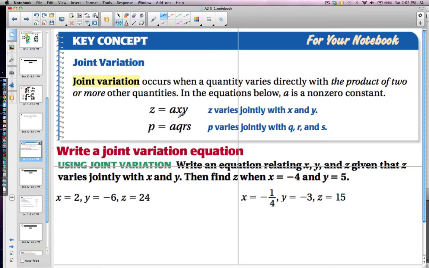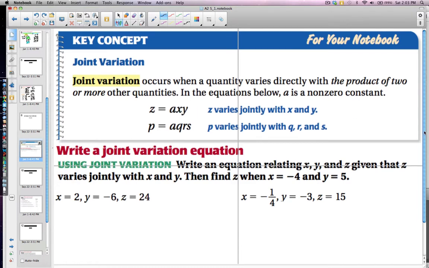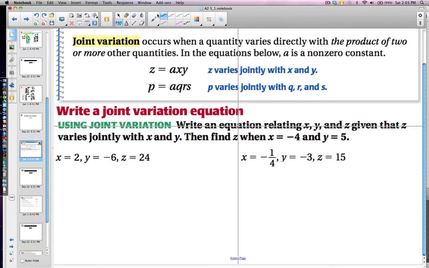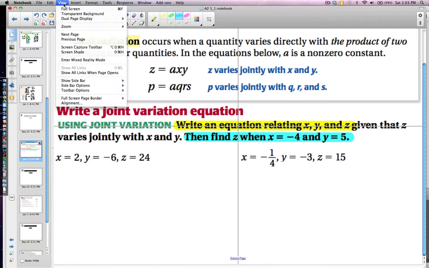So writing a joint variation model is just, in terms of the steps, the same as writing an inverse variation model. We're now working with this formula, z is equal to a times x times y. But I'm still going to do the same tasks, and I still have the same challenge that it says write an equation that relates x, y, and z. And it says then find z when x is negative 4, and y is 5. So I still have 2 steps to do.